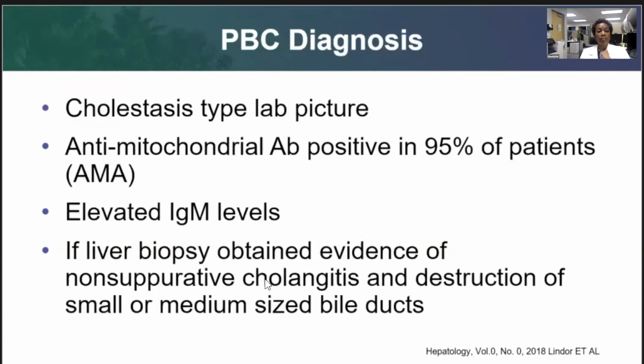Okay. Diagnosis, cholestasis lab picture, and the AMA is the hallmark of diagnosis. This is found in about, let's see, 95% of the patients. Also, they can have elevated IgM levels. And if you happen to have a liver biopsy, you don't necessarily need it for the diagnosis, but if you do, what you're going to find is evidence of non-suppurative cholangitis and destruction of small or medium-sized bile ducts. And we're going to look at some biopsies now on PBC patients.